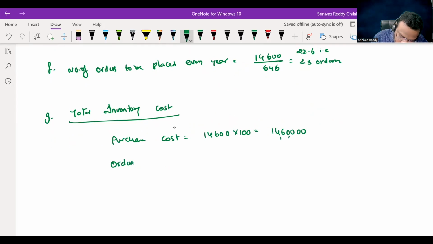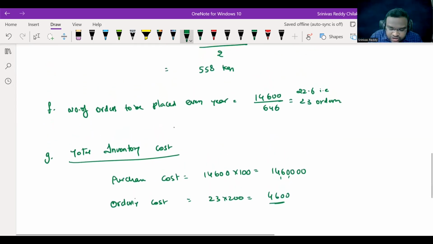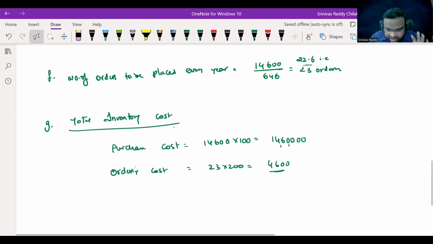Ordering cost. Normally for ordering cost and carrying cost, if it is EOQ quantity, total associated cost means ordering cost plus carrying cost. We would have used the formula of square root of 2 AOC directly. Half of that would be ordering cost, half of that would be the carrying cost. But we'll do the workout here. 23 orders into 200. Generally at EOQ, you should get ordering cost equal to carrying cost, but due to these decimal issues, it will be very near. Otherwise, both should be equal.